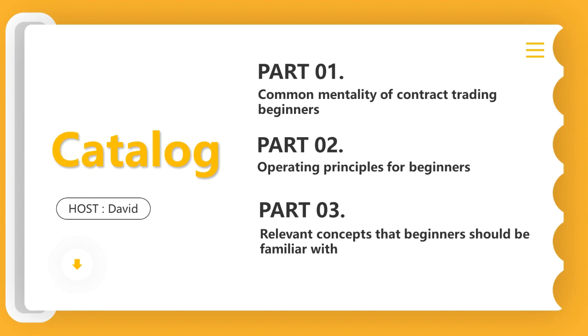Our lesson will be divided into three parts. The first one is what mistakes do beginners often make and how they will think. The second one is we will tell you several strategies that beginners can take. And for the last one, we will introduce several key concepts that beginners should know. Then, let's begin with the first part.